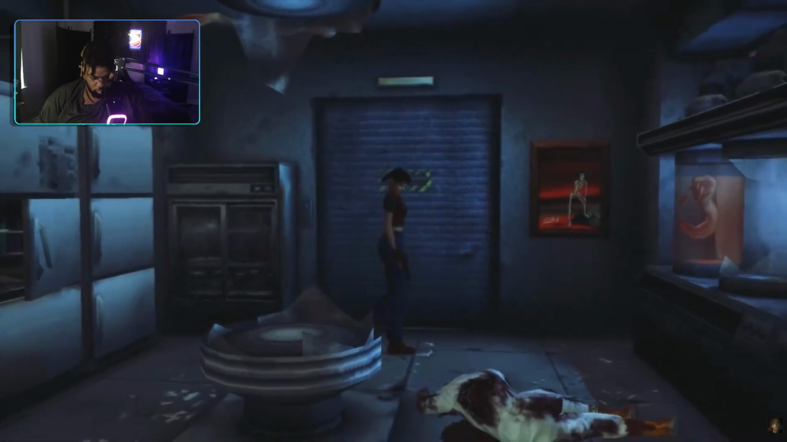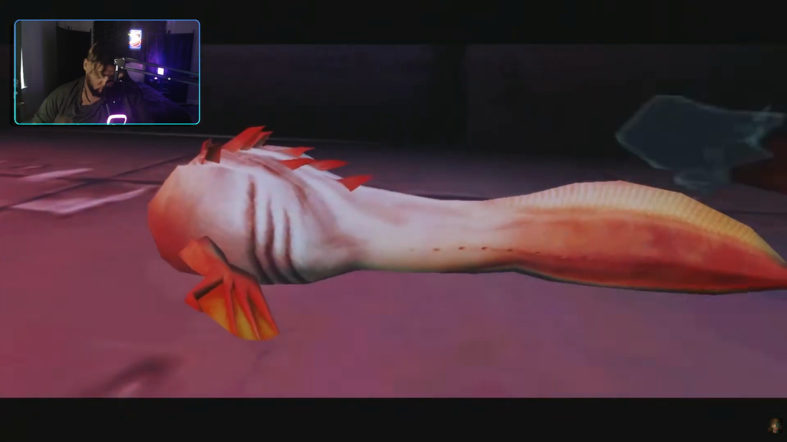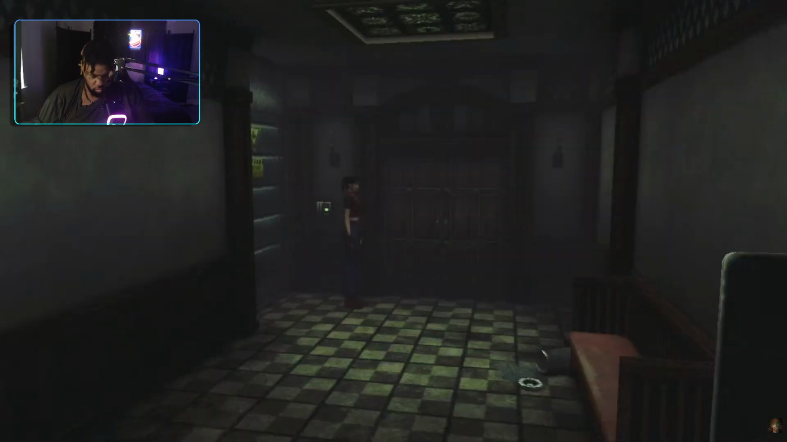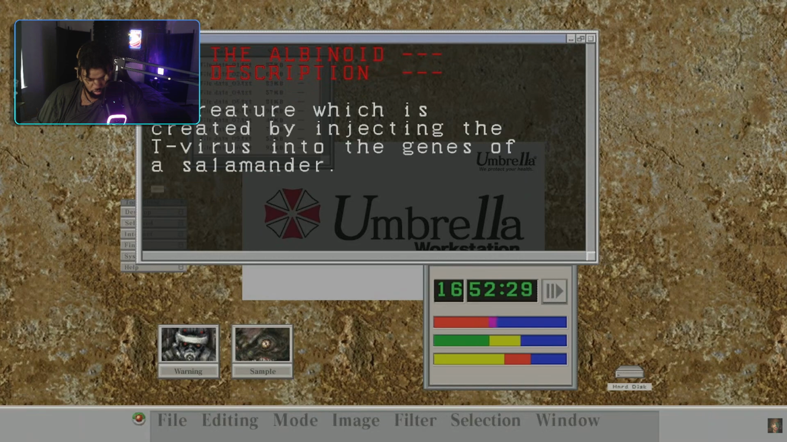Using a code to get into the lab where she saw the researcher get killed earlier on, Claire obtains a picture from the wall. She's attacked by the creatures in there, which results in another containment breach. She is fortunate as she's able to escape the lab. In the control room, she can find information on this creature, revealing it's called an albinoid, and it's a result of injecting salamander genes with the T-virus.